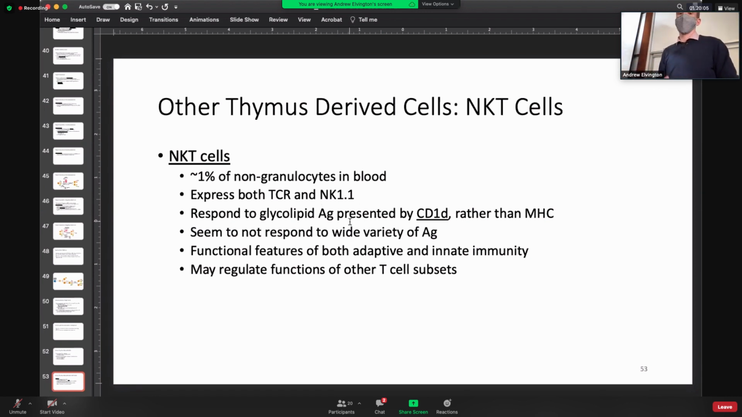NKT cells are able to respond specifically to glycolipids. And NKT cells are unusual in that they see these glycolipids on a molecule other than MHC. It's a molecule called CD1D. They also don't seem to recognize a whole bunch of stuff. They're kind of restricted in the amount of glycolipids they can see. And so they have functions of both adaptive and innate immunity.